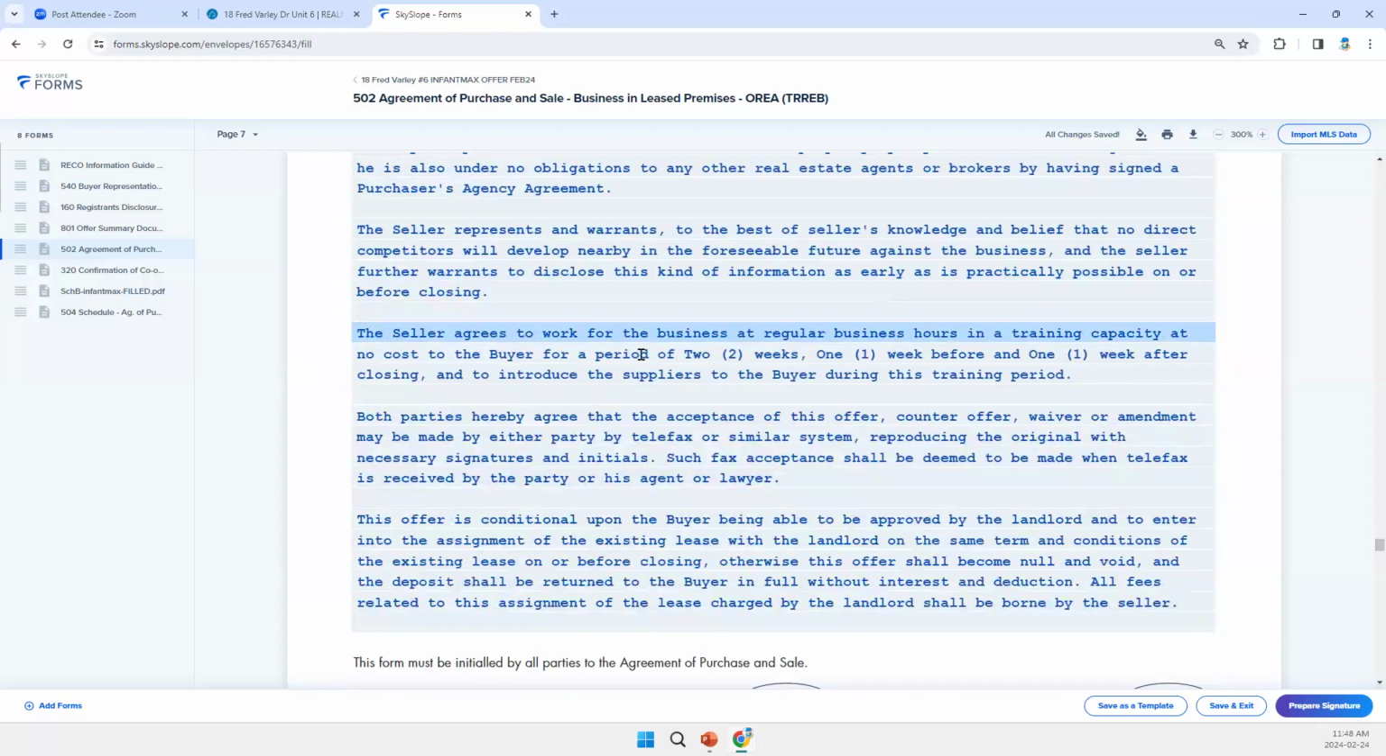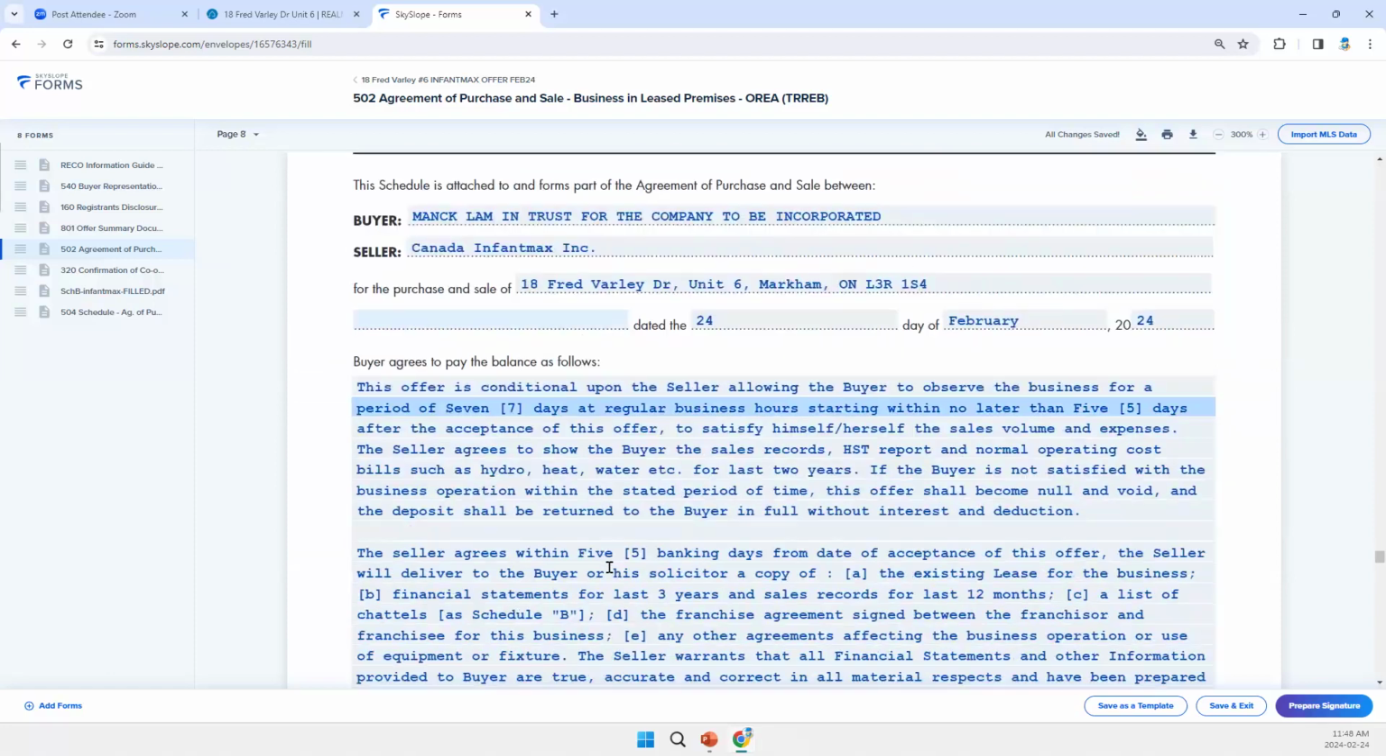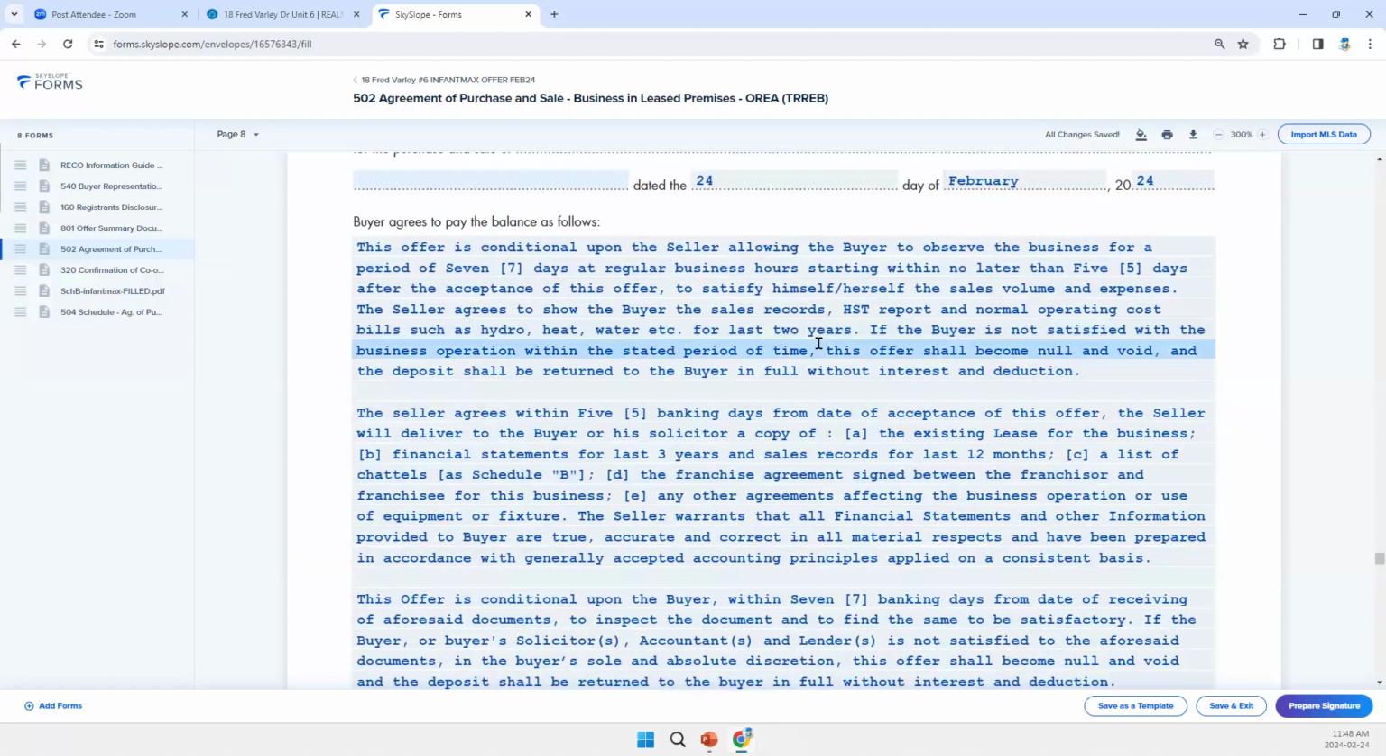Agree to work for the business regular hours. Both parties agree to this. Conditional on being able to get approval for the landlord to enter into the assignment. Yeah, this is the lease term, the remaining lease term. Now the condition will be very important. Do not remove this condition, because it allows you to observe. You don't know if the figure, the number coming out, is good or not. As I mentioned, when you get the income statement, that could be projected data.